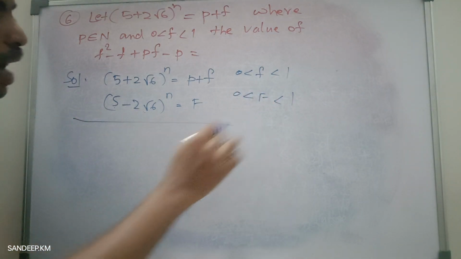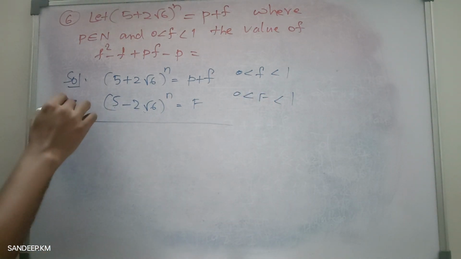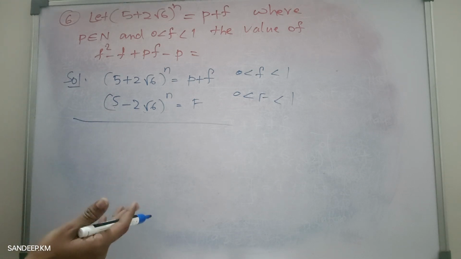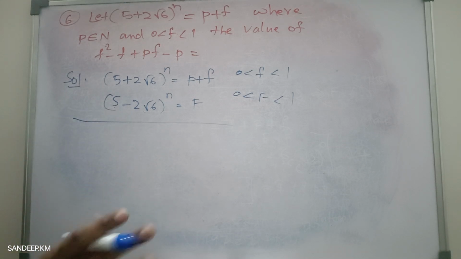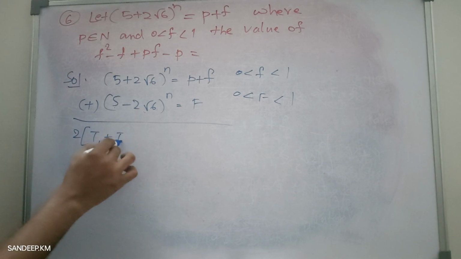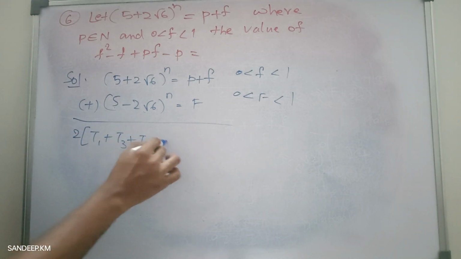So I am going to add these two expansions. Let us see what happens if I add. When I add and if irrational terms are not getting cancelled, then I have to subtract. Okay now, fine. If I add, I will get 2 times the first term plus third term plus fifth term and so on.